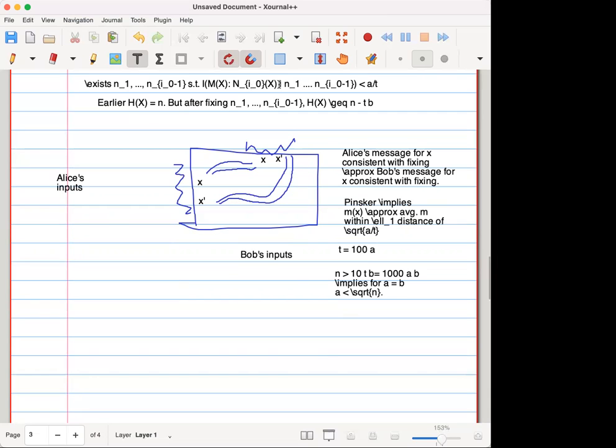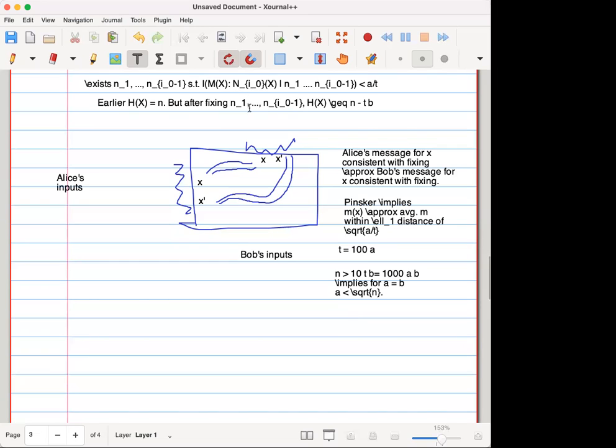So let us look at the amount of bias we have placed on the input random variable X as a result of fixing the first I0 minus 1 messages of Bob. Earlier, the input random variable was uniformly distributed bit strings of length n, so its entropy was Hx. But after fixing the first I0 minus 1 messages, the entropy in general will go down. By how much?